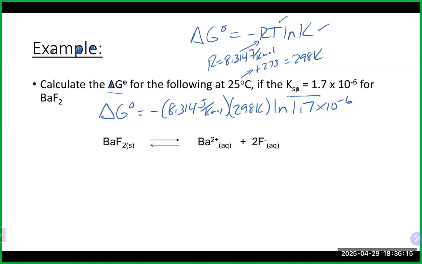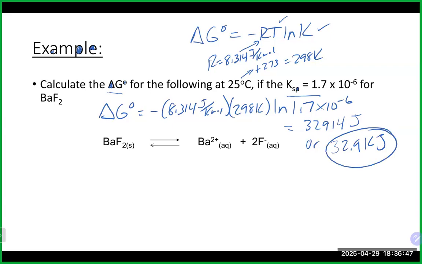All right, let's see here. Let's do the natural log of 1.7 times 10 to the negative 6, then multiply it by 298, then multiply it by 8.314. Don't forget there is a negative as well. That's going to give us a delta G here of 32,914. These are actually in joules, or approximately, that would be 32.9 kilojoules in this case.